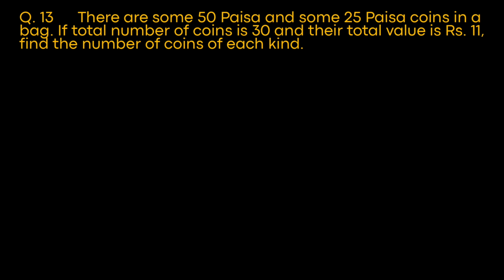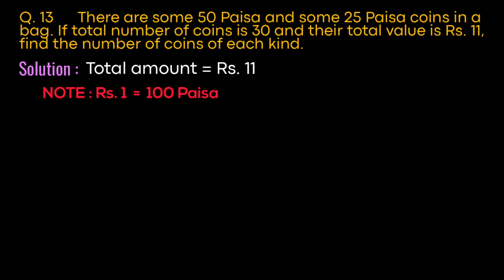Question 13. There are some 50 paisa and some 25 paisa coins in a bag. If the total number of coins is 30 and their total value is rupees 11, find the number of coins of each kind. Solution. Let us convert the total amount, which is rupees 11, into paise. As we know, 1 rupee is equal to 100 paise, therefore 11 rupees will be equal to 1100 paise.